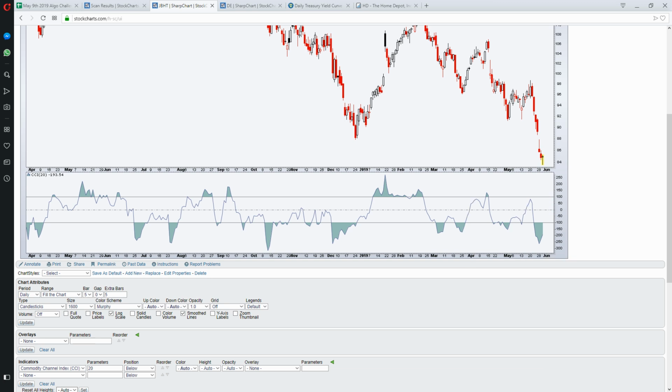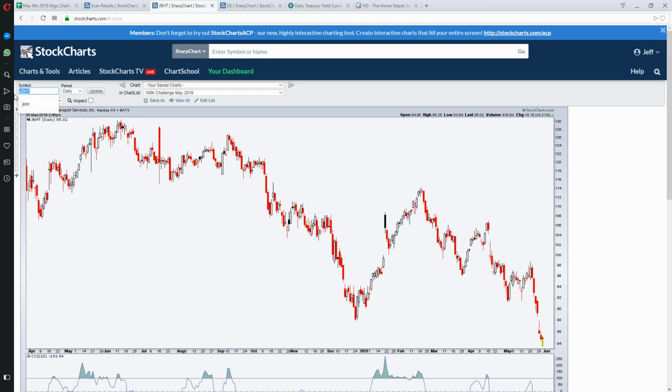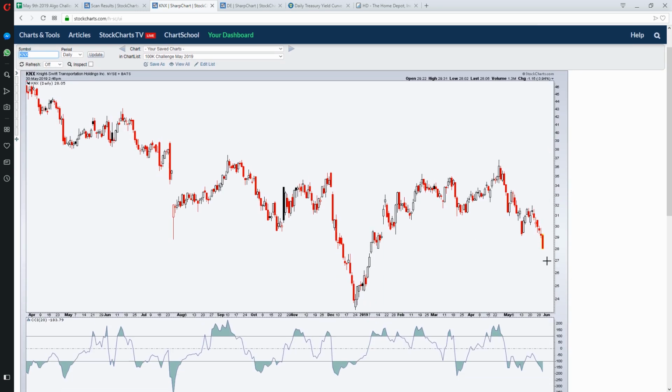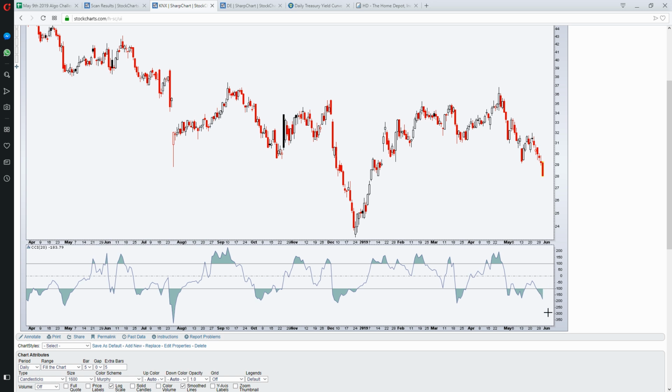But it is one where, with the option activity that we have seen in KNX, if we start to see KNX slide even more, let's say 27, 26 and a half is kind of the area that I'm looking at, and we see that CCI dip to below minus 250, minus 300, and we start to see any sort of buy pressure, we could see those shorts get reversed very, very quickly and see one of those really nice 2 to 3 day snapbacks. And I think this is one of the stocks out there that's really primed for it. It's not there yet, but getting close.